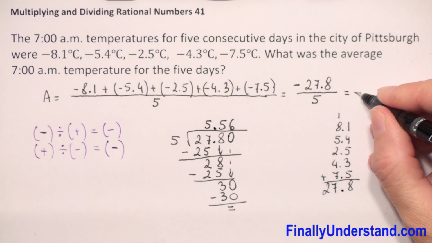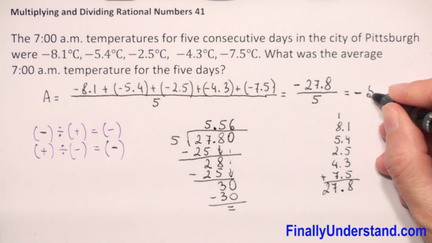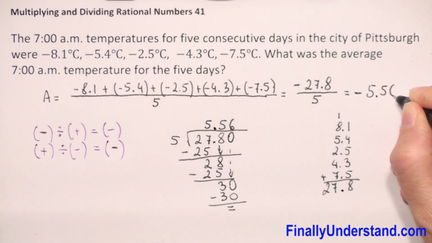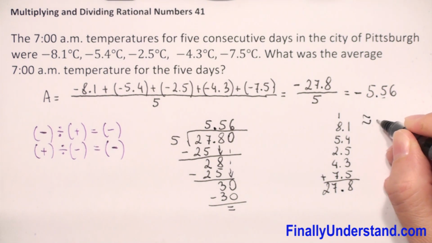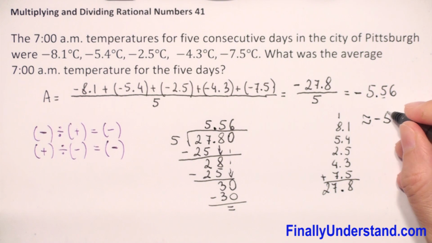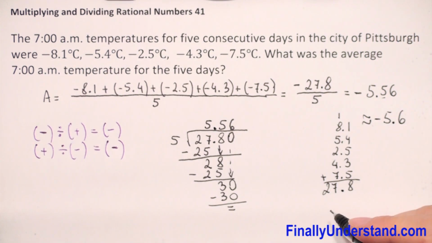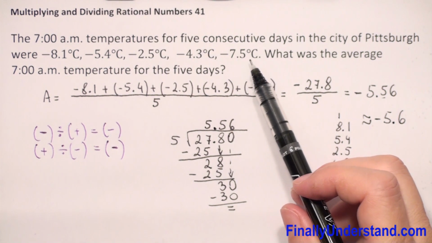5.56. The negative sign we have to copy, so we have negative 5.56. We can round this to the tenths, because after the tenths digit we have a number 5 or greater, and when we have 5 or greater than 5, we have to add 1 to our underlined digit. So this will be approximately, negative sign we copy, 5.6. And of course, we cannot forget about degrees Celsius.